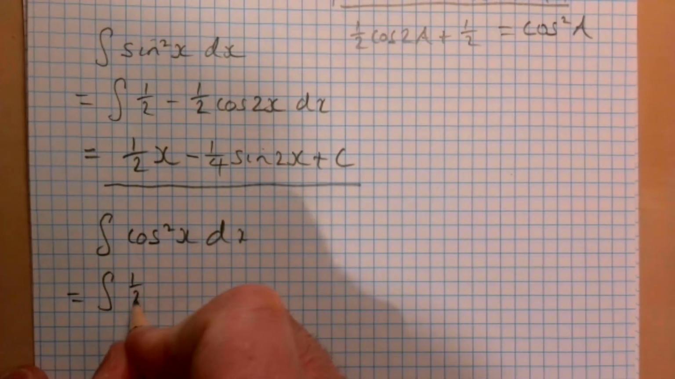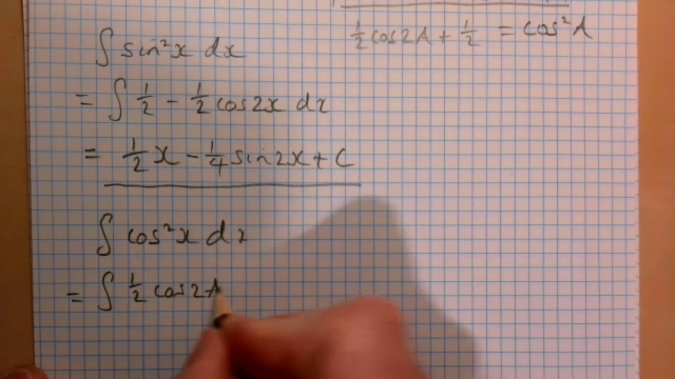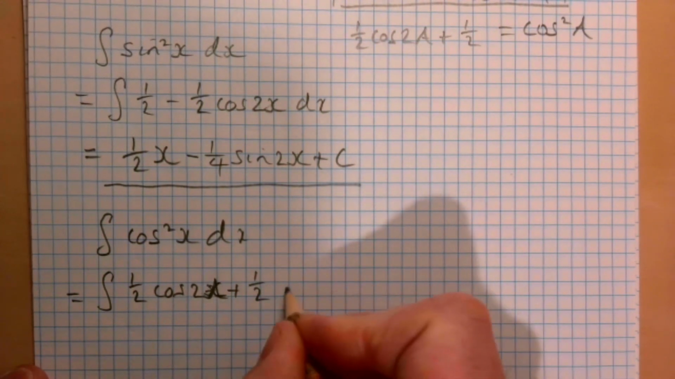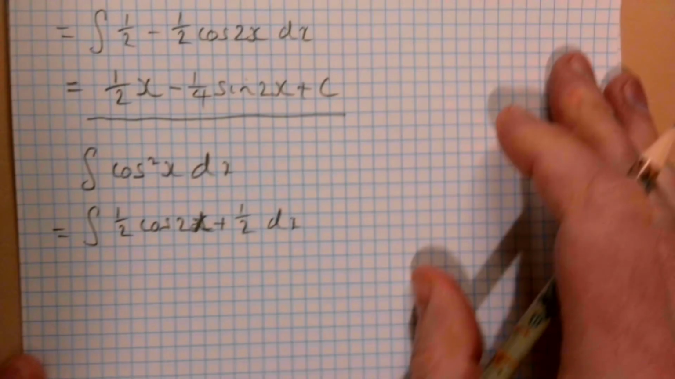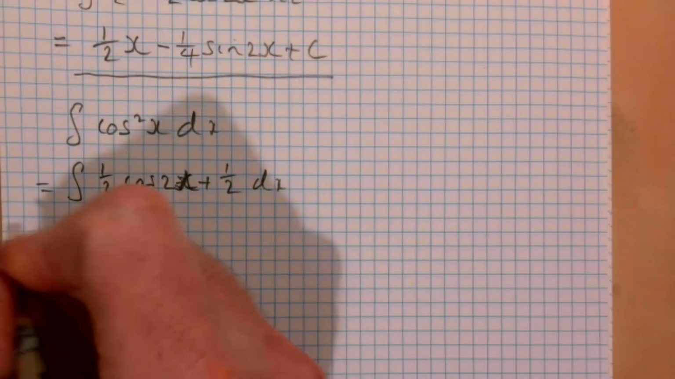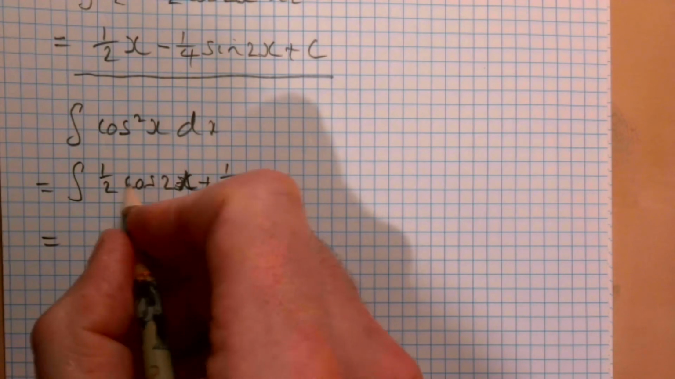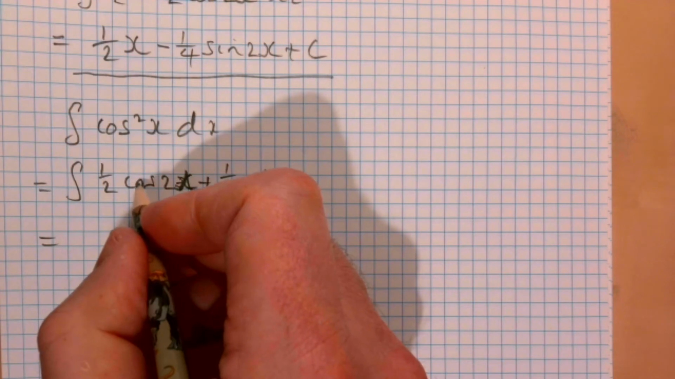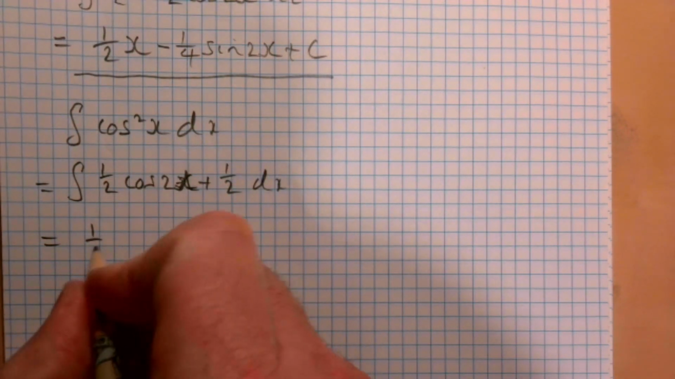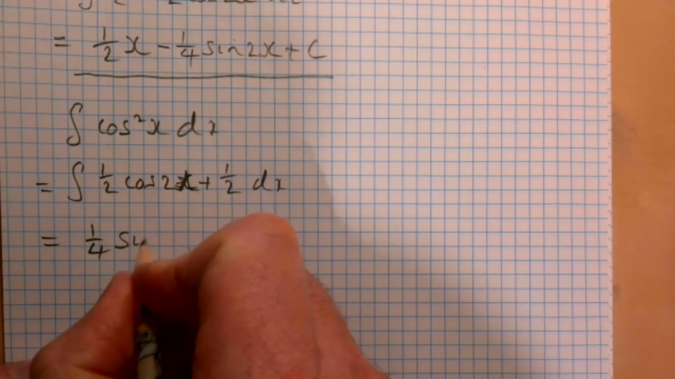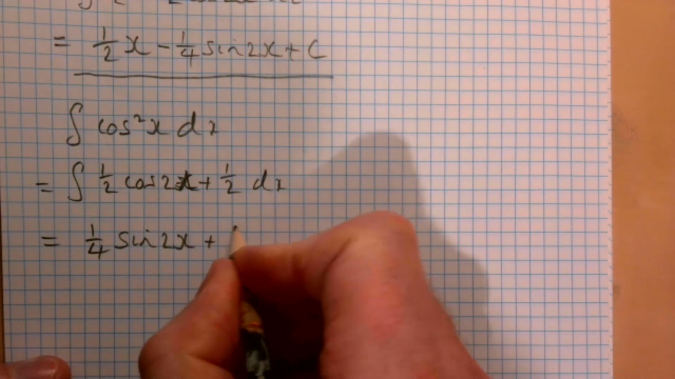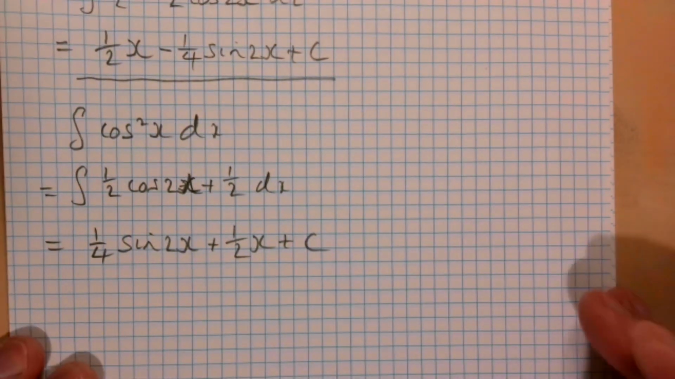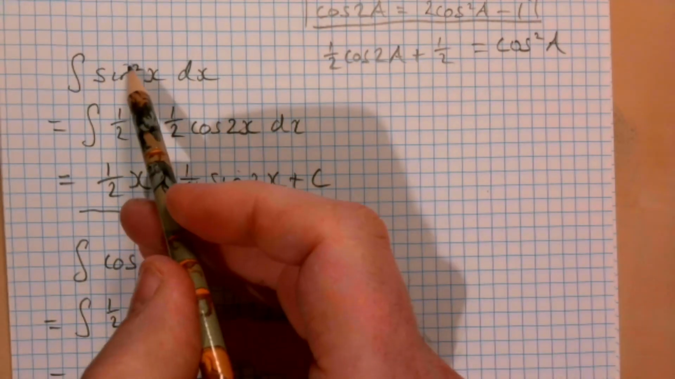So I can rewrite this as the integral of a half cos 2x plus a half, cos 2x obviously. So now I can go ahead and integrate this. If I differentiate sine, I get cos. So if I am integrating cos, I get sine. And it's going to be, as we just said in the previous one, a quarter sine 2x plus a half x plus c. In the next video we'll do higher powers of trig functions.